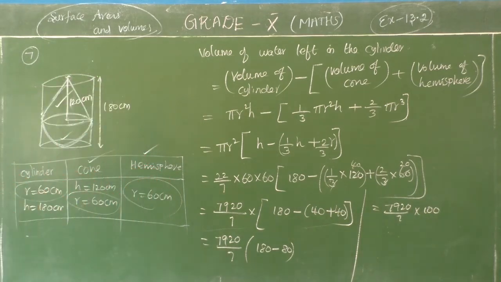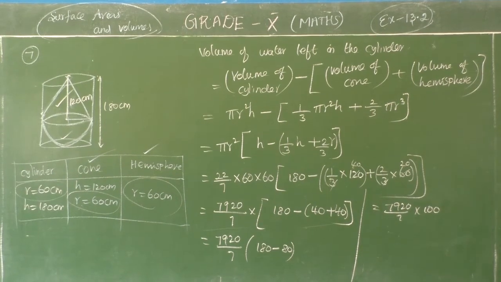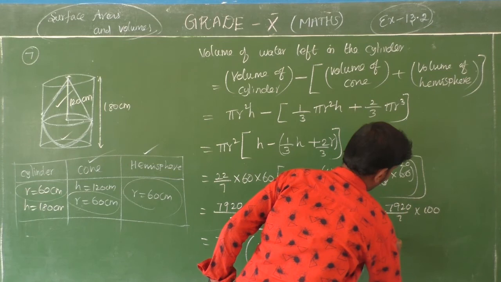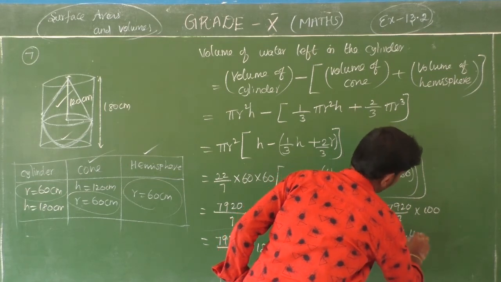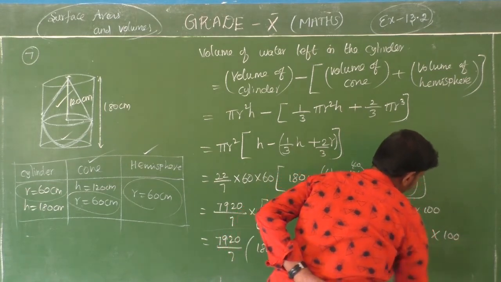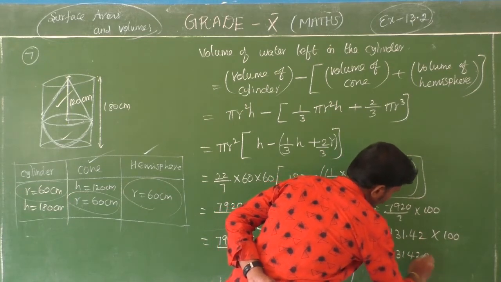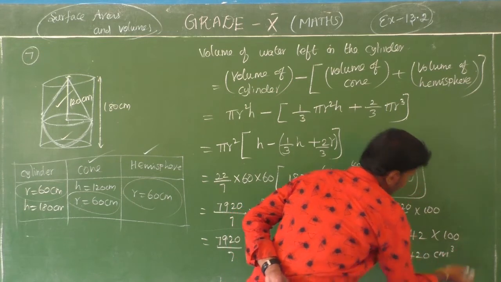Now we are going to simplify this. 7920 by 7, what will come? 1 7 are 7, cancel. 0. 1 7 are 7 again, 2 7 3s are 21. Remainder 1, 10, 1 7 are 7. So finally you are getting the answer. What is that? 1131.42 into 100. So we get 1131,420. This is in centimeter cube.